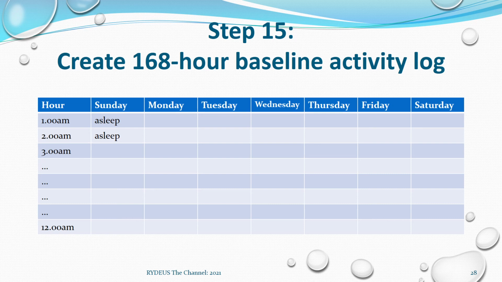So our baseline activity log is just that. If today is Sunday, at 12 a.m. on a Sunday, what are we doing? At 1 a.m., what are we doing? At 2 a.m., what are we doing? At 3 a.m., what are we doing? And then we do that for every day of the week when we get up. We're not creating stories of the ideal. We're recording exactly what we're doing.